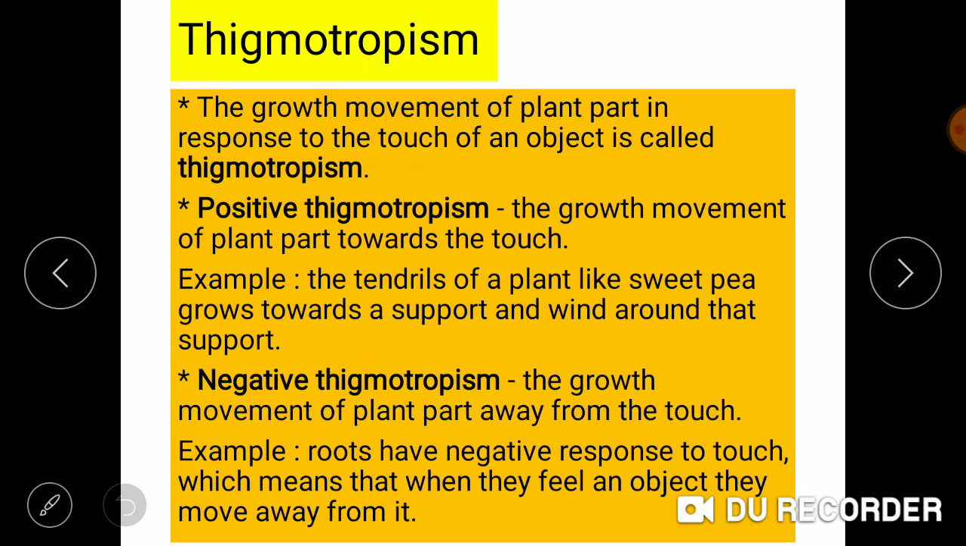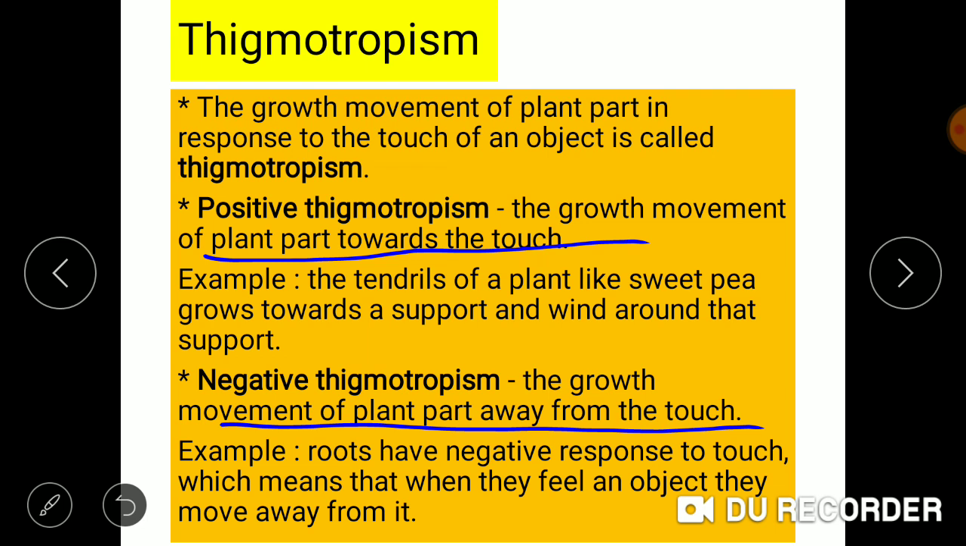So the growth movement of the plant part in response to touch of an object is known as thigmotropism. There are 2 types of thigmotropism, positive thigmotropism and negative thigmotropism. The growth movement of plant part towards the touch is known as positive thigmotropism, and the growth movement of plant part away from the touch is known as negative thigmotropism.